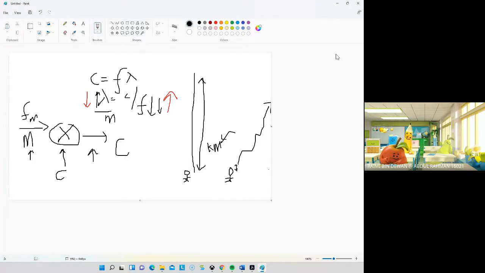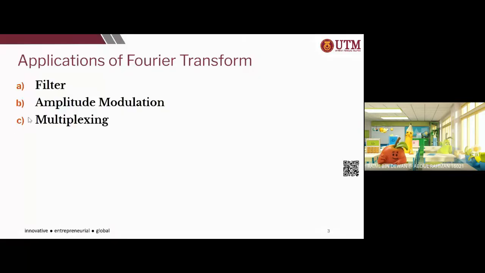That's one of the reasons why we do amplitude modulation, and this multiplexing is multiply.